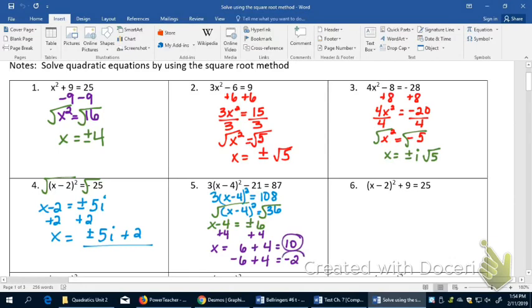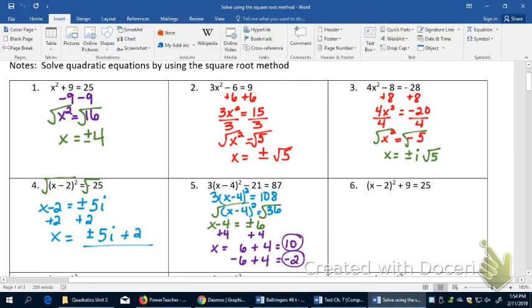And this is the only problem that you can work out completely. If it has i's in it, you leave it. If it has a square root in it, you leave it. But if, when you take the square root, you get a number, when you add or subtract a number, you actually get 2 numbers like this.